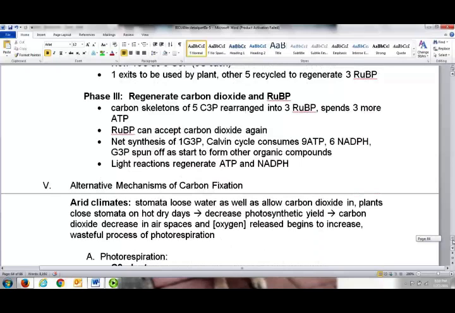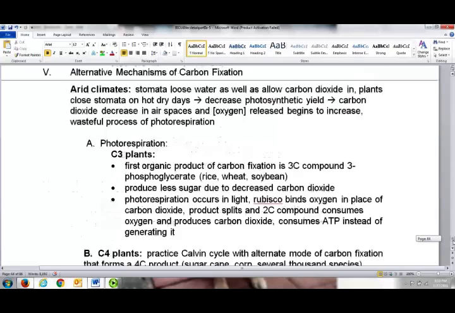So we do have some alternative mechanisms of carbon fixation. Arid climates can create a bit of a challenge for plants. The stomata are going to lose water as well as allowing the carbon dioxide in. If you close it, you're not going to have carbon dioxide come in, so the plant has to either close the stomata on hot, dry days, which is going to decrease its photosynthetic yield, or it will become dehydrated.